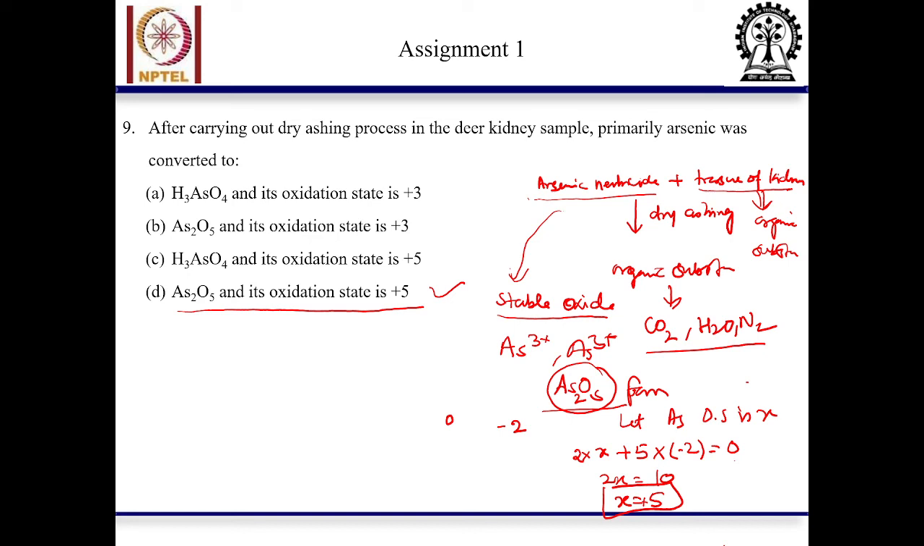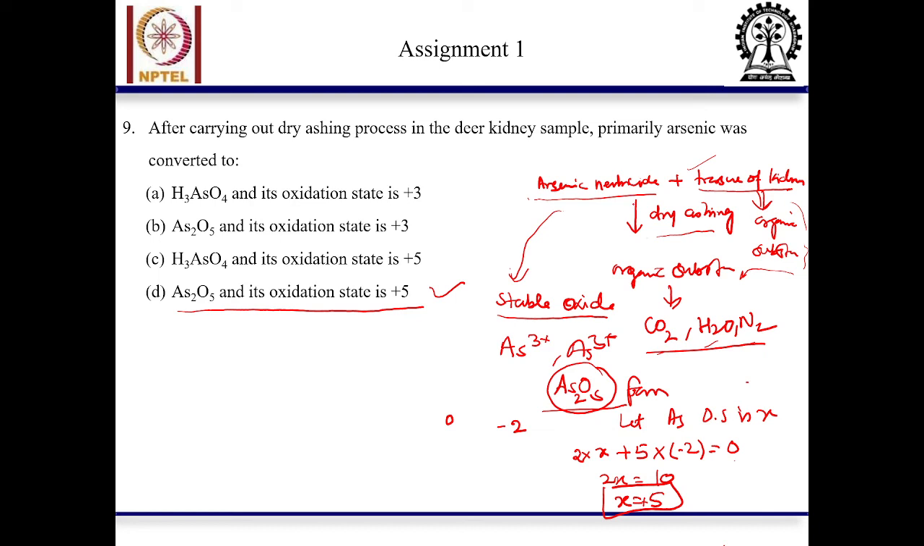After carrying out the dry ashing process on the deer kidney sample, primarily arsenic was converted to... So we know that arsenic herbicide we have, tissue of the kidney we have. So once we did dry ashing, what will happen? This organic substance, once we heat at very high temperature, what will happen? It will fire the CO2, like thermal decomposition will happen. It will form CO2, water molecule, and so the tissue is gone. Now we have arsenic mineral.